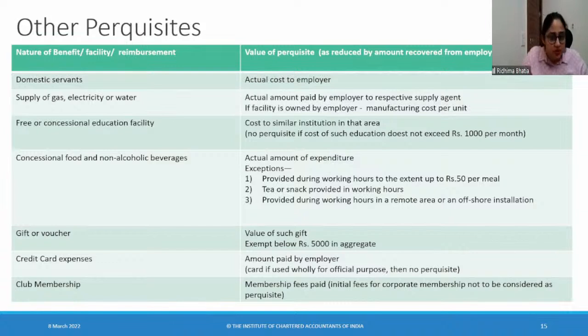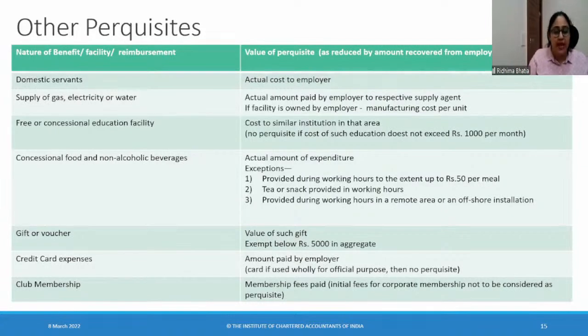Tea, snacks provided in working hours, not taxable. Anything provided in remote areas, not taxable. Remote areas means you have gone on an office audit or stock check in some village. Then anything which is provided to you for food would not be taxable. But if any lunch is provided to you free of cost, many offices have a concept of thali system for lunch and provide that free of cost to the employees. If the value of that thali is 50 per employee, nothing would be taxable. If more than 50, then minus 50 would be taxable.